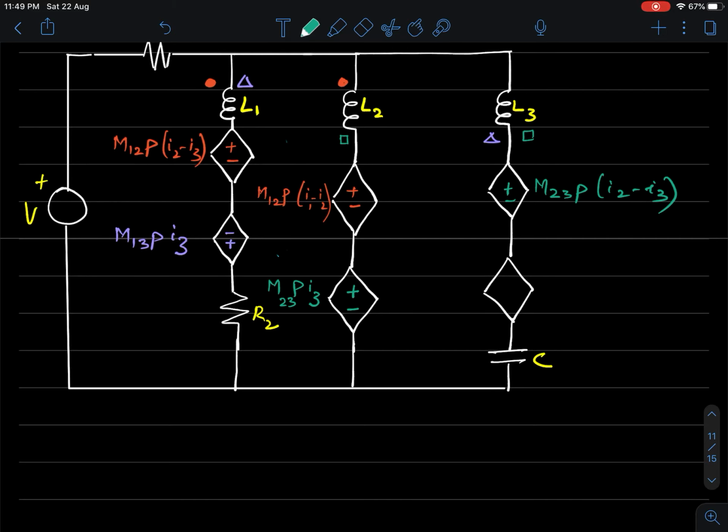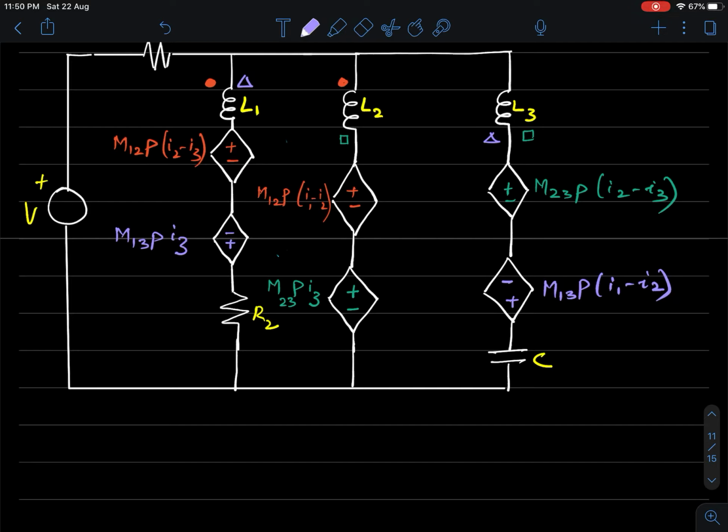Okay, now I'll go back to that purplish color. There's a triangle. The triangle is present in L1. L1 is carrying a current. What current is carried by L1? I1 minus I2 entering the triangle, which would produce a positive sign at the triangle. It's going to be like this. The mutually induced EMF is M13P I1 minus I2. We are done.